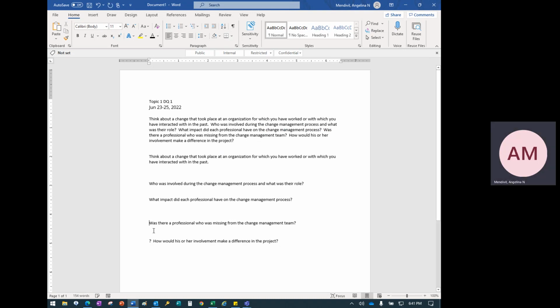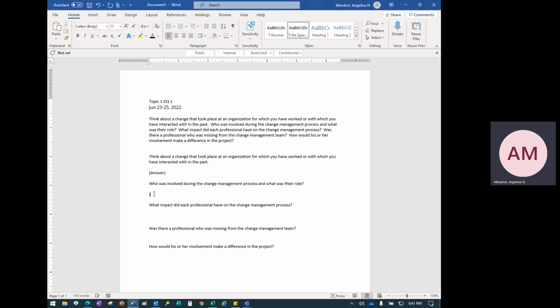So I have a feeling you can see what I'm doing here. I'm literally making headers for each one of the elements of this discussion question. So we have 1, 2, 3, 4, and 5 questions. Okay. So now is where we're actually going to answer those responses, and we're going to type it in just right under each header.